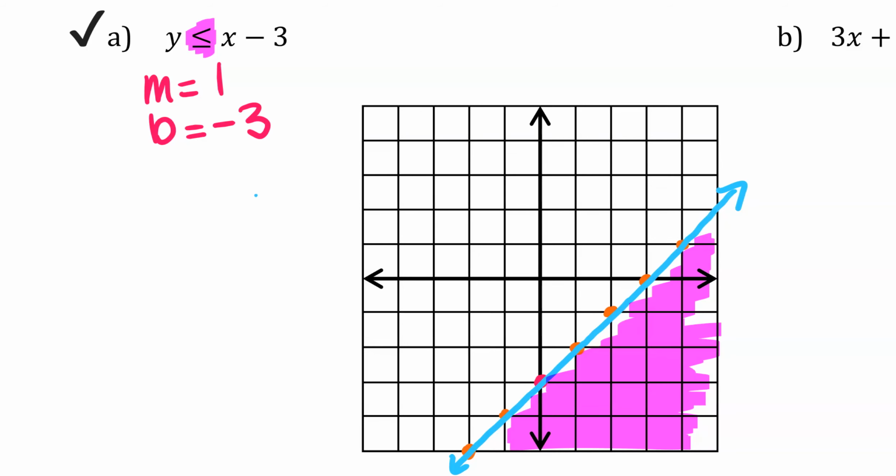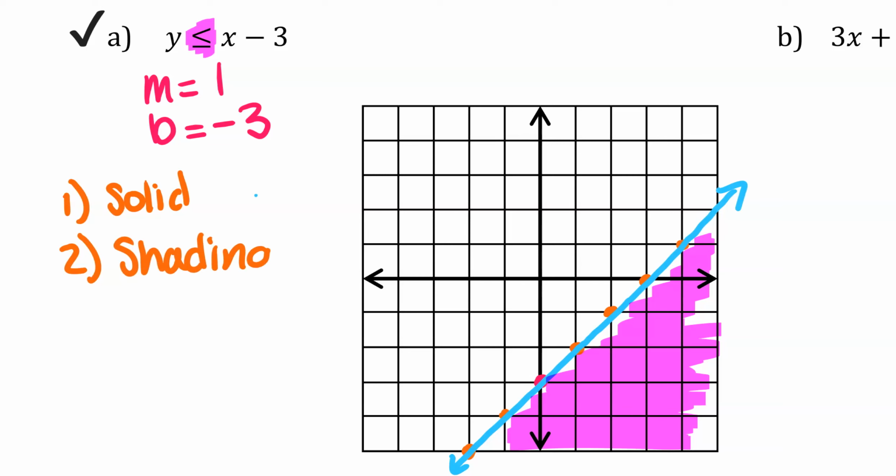This is what your line should look like on A. So make sure you have a solid line. Gotta have a solid line. And make sure that you are shading below because it's a less than. If you didn't get that right, maybe go back and check your work. If you have questions, you can ask your teacher or me if I'm your teacher.